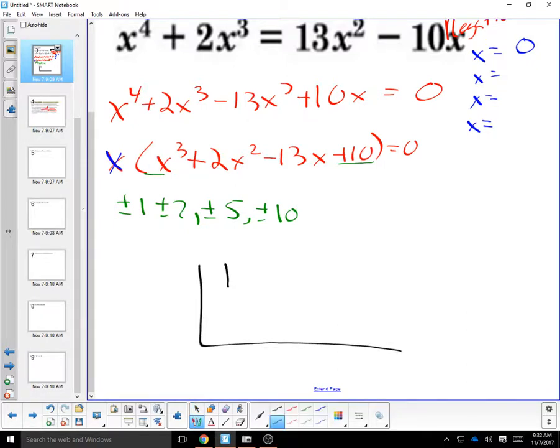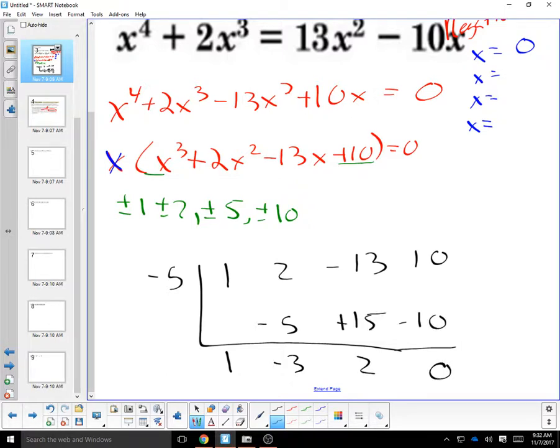I should have 1, 2, negative 13, and 10. What do you guys want to try first? Negative 5? Sounds good to me. So I've got 1, negative 5. What is that, negative 3? Negative 3, so that's negative 15. No, positive 15, which would give me 2, negative 10, 0. Good job. So that means that one of my roots is negative 5.